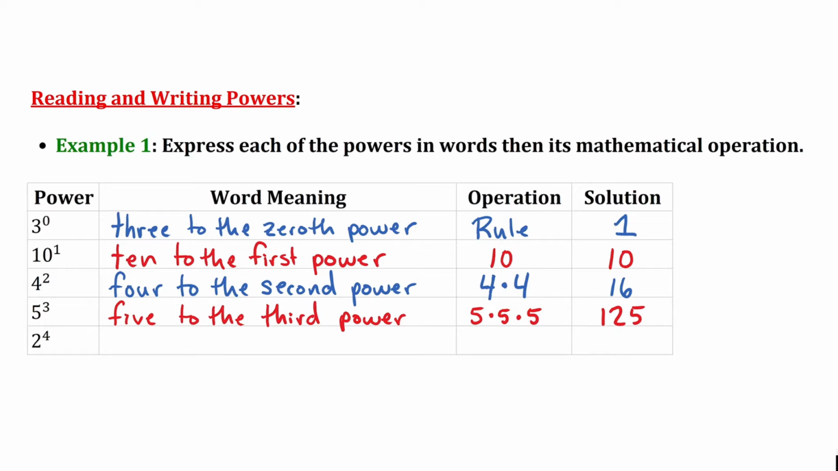Okay, finally, we have a power with a base of 2 and an exponent of 4. So what will we get here? We'll have 2 to the 4th power. So 2 to the 4th power, we're going to have 4 2's all multiplied times each other. 2 times 2 times 2 times 2. When you multiply 2 times 2 times 2 times 2, you're going to get 16.